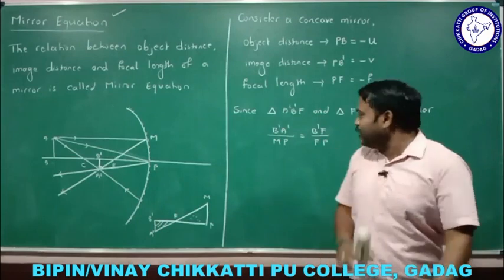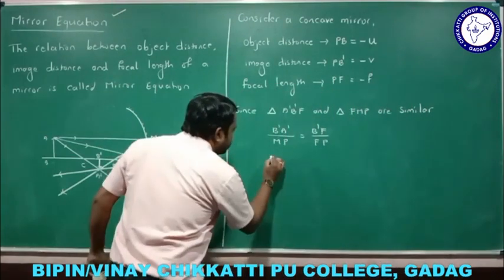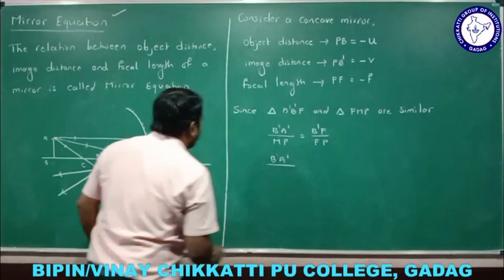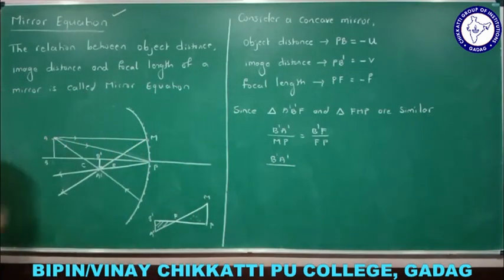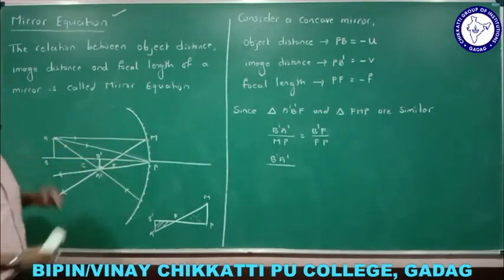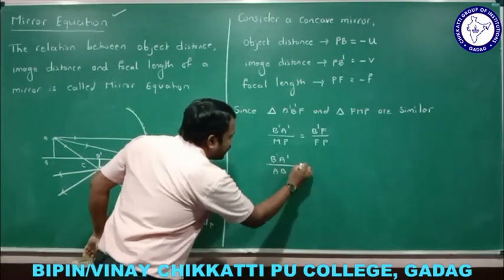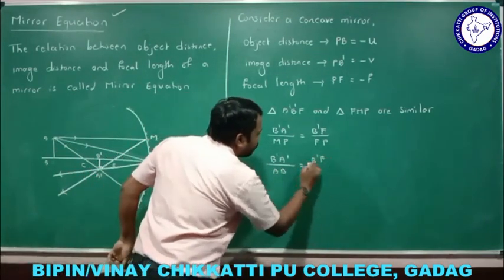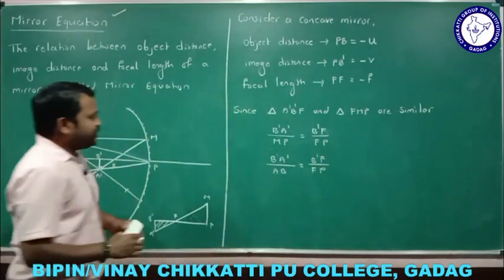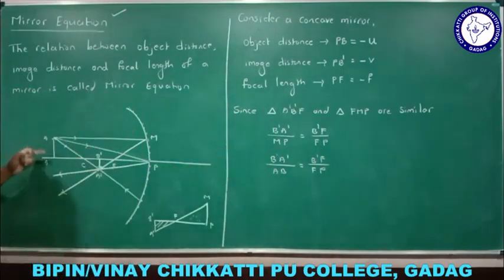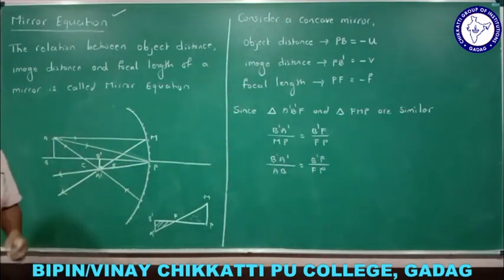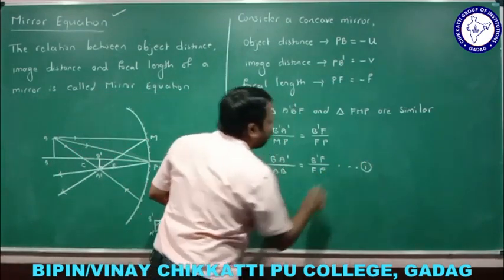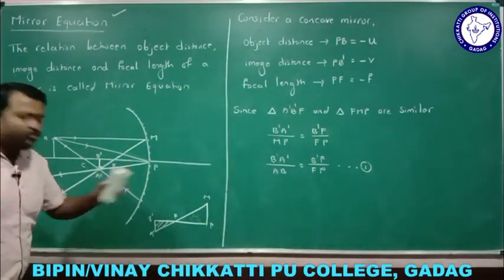equal. Now let me take it like this. Shall I write this equation like this? B dash A dash divided by... shall I write in place of MP? This MP is nothing but AB, right? The distance MP is equal to AB. In place of MP, shall I write AB? That is equal to B dash F divided by FP, right? I just replaced MP with AB here. So instead of MP, I have written AB because MP is equal to AB. This is equation number 1. I took these two triangles.